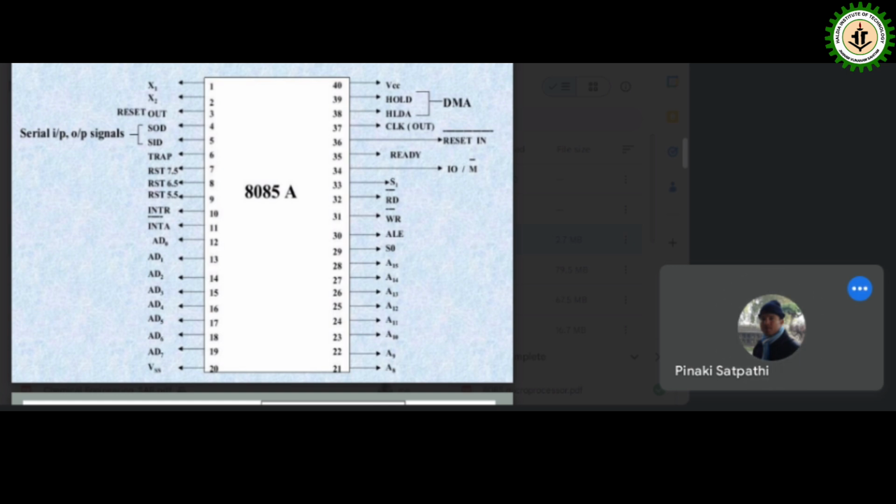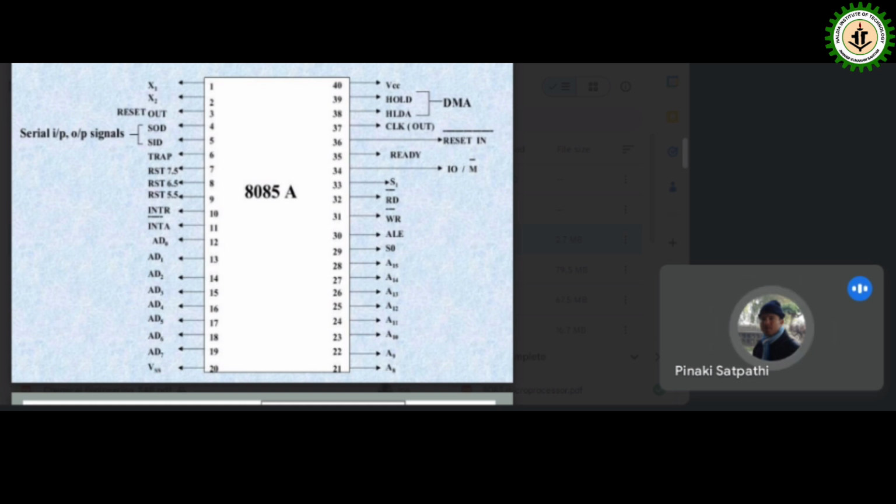Next, we have two status signals, S1 and S0. What is the function of these two status signals? When S1 and S0 are both equal to 00, a halt operation is performed, and when S1 equals 0 and S0 equals 1, a write operation is performed.